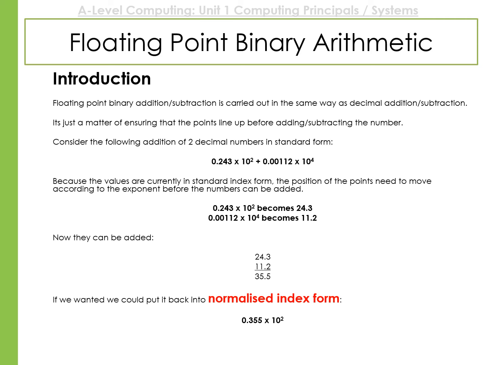24.3 plus 11.2, so 3 plus 2 is 5, 4 plus 1 is 5, 2 plus 1 is 3, giving us 35.5. If we wanted to, we could put this back into normalized index form.